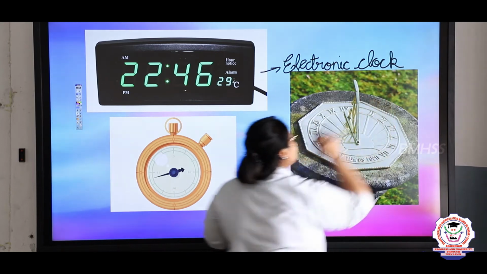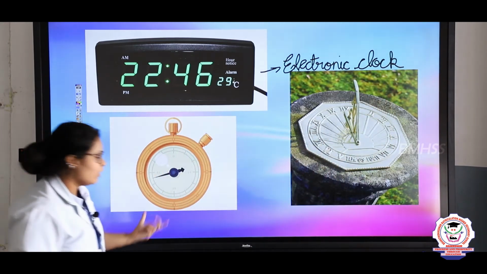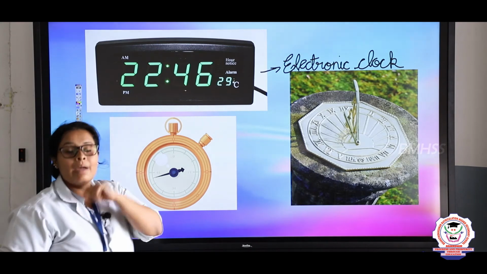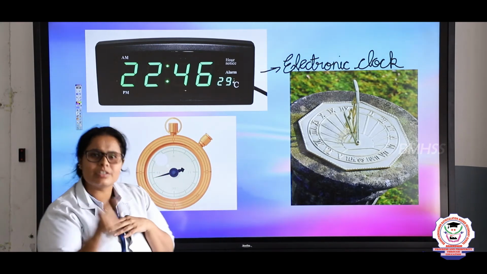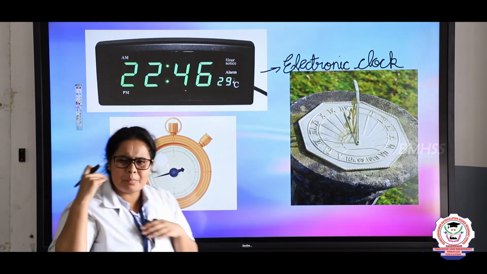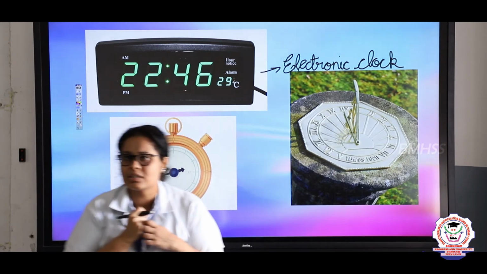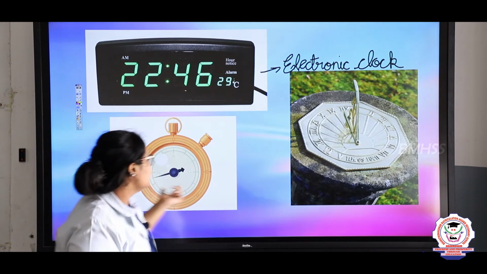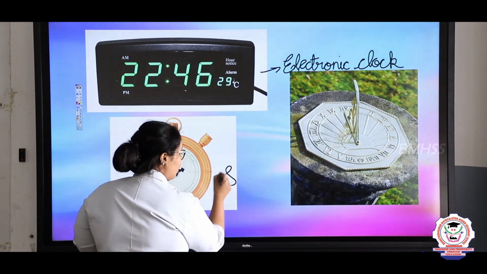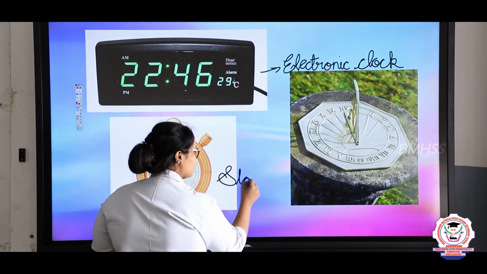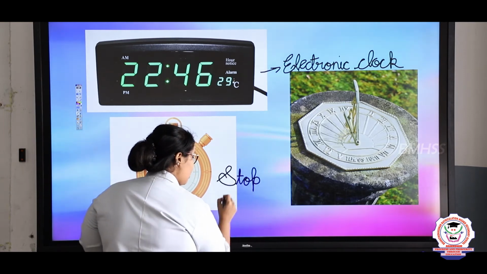In the same way, this clock is known as a stopwatch, because whenever we are measuring, we need the seconds instruments also. We need to know how many milliseconds or seconds have finished when you are doing the race. So this is known as a stopwatch. What is it? Stopwatch.